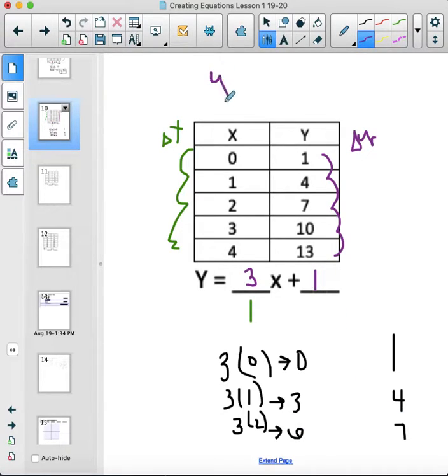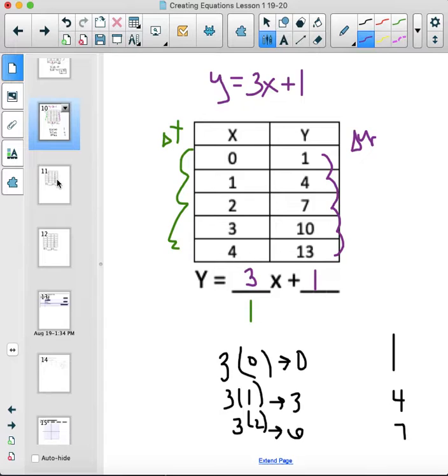So your answer is y equals 3 times the x value plus 1. So this y will be equal to 3 times x. So 3 times 0 is 0, plus 1 is 1. Let's try it in this one. 3 times 1 is 3, plus 1 is 4. 3 times 2 is 6, plus 1 is 7. 3 times 3 is 9, plus 1 is 10. 3 times 4 is 12, plus 1 is 13. This is common. This is what you'll see a lot as you move forward in your math career.